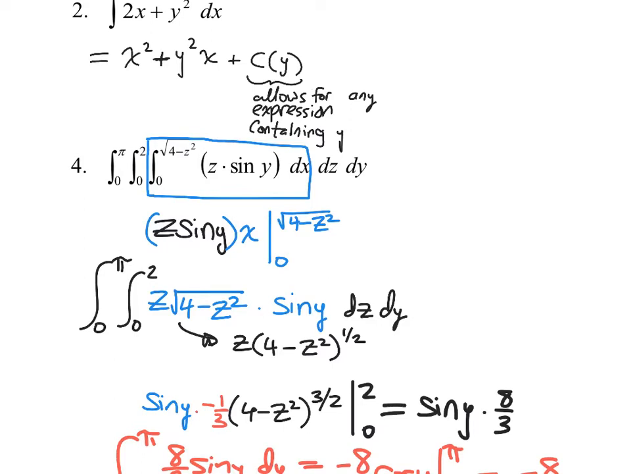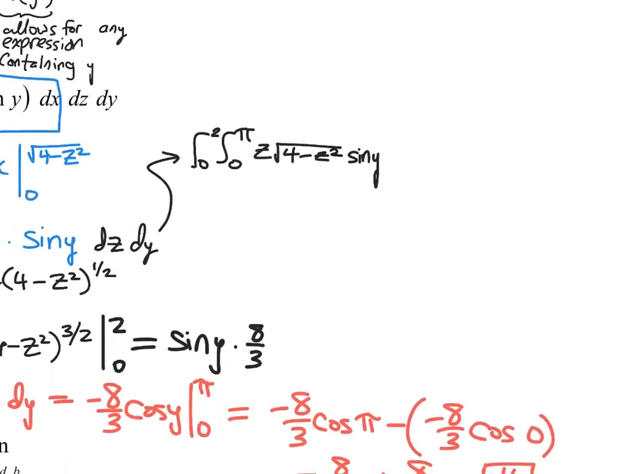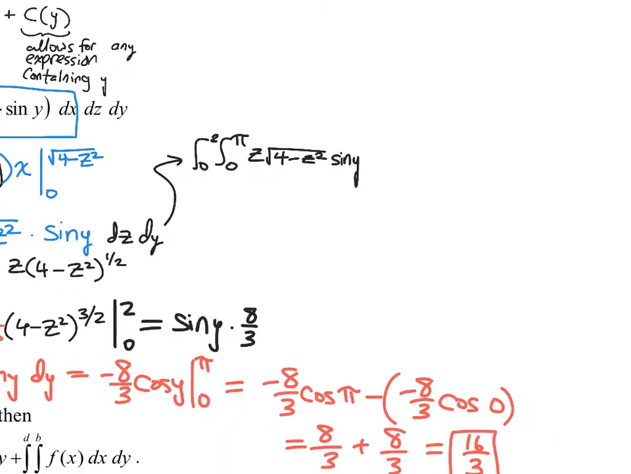All right, so what I can do now is go back to that problem as promised, and we can swap the boundaries of integration. Same function, so z root 4 minus z squared times the sine of y, but this time, instead of dz dy, I would make it dy dz.